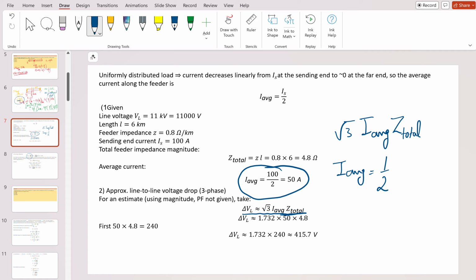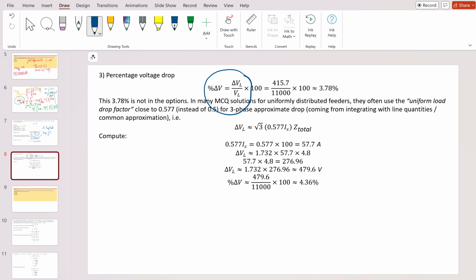Okay. So I'm not going into derivation, but I'm just trying to correlate with the system. So it will be half times of I. And the voltage drop equation will be simply like this: root 3 I average Z total. When you try to solve it, it will come out to 415.7. When you put the value, it will come out to be 3.78.